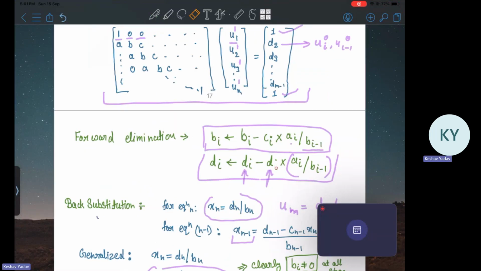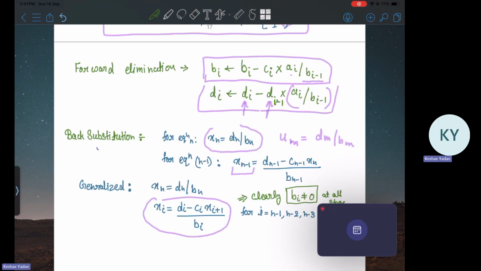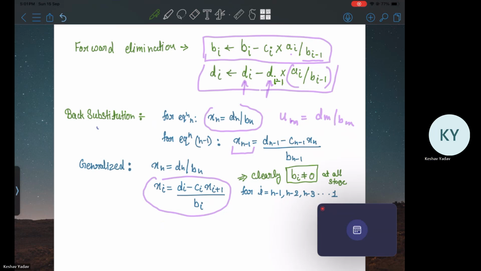See, here I have made the mistake. Here I have written di. That's why the solution was not converging. So it is i minus 1. Here it is i minus 1. Okay. In this expression.